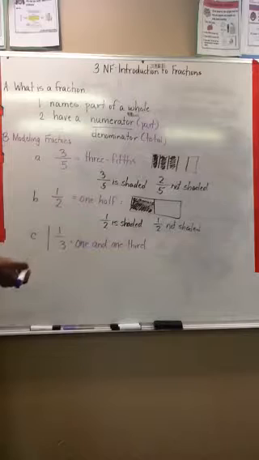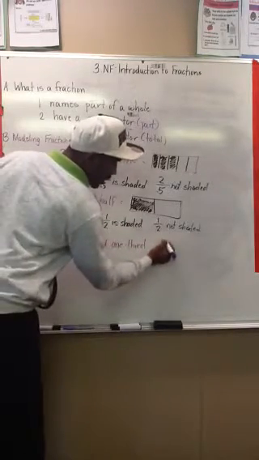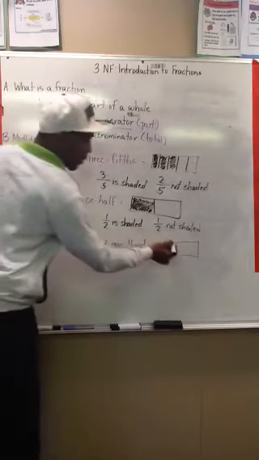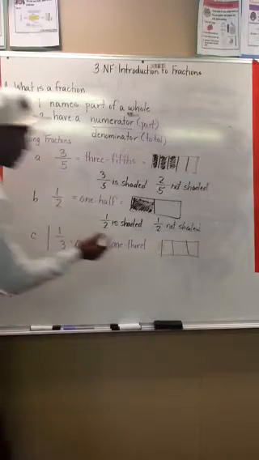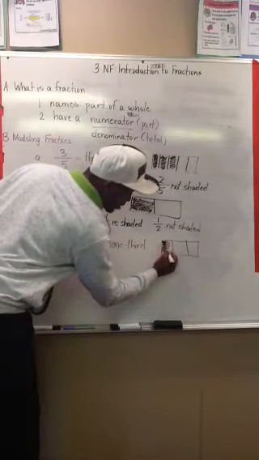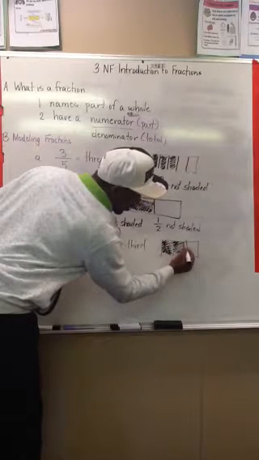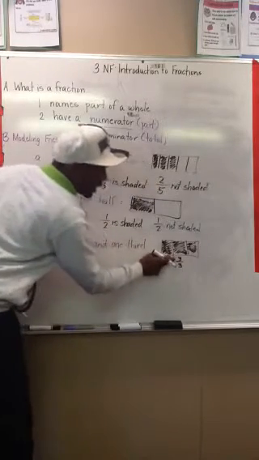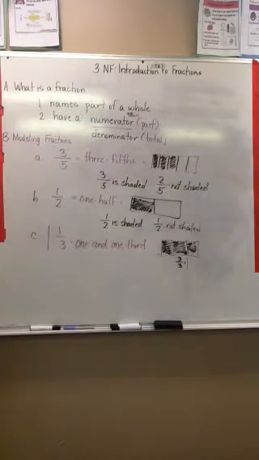Okay? If I had to draw it, I need to draw one whole piece. I need to cut it in 3 slices since my denominator is 3. And to represent this whole number, it means that all of it is colored in. So this whole number represents 3/3. And when the top number and the bottom number is the same in a fraction, it simplifies to one whole.